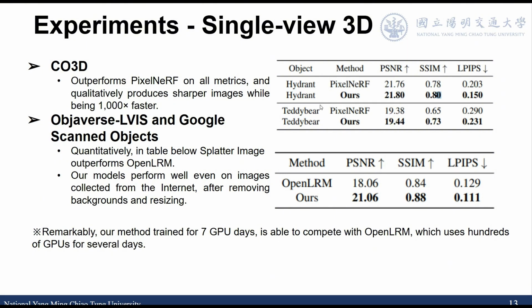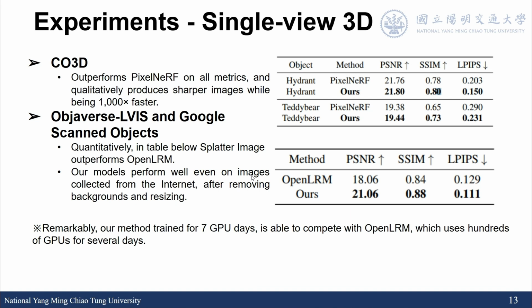In this part, we evaluate our method on two datasets, CO3D and Objaverse LVIS with Google Scanned Objects. Starting with CO3D, our method outperforms PixelNeRF across all metrics, including PSNR, SSIM, and LPIPS. It not only generates sharper and more detailed images, but is also 100 times faster, demonstrating significant improvement in both quality and speed.